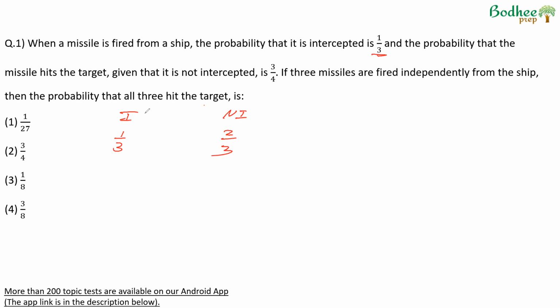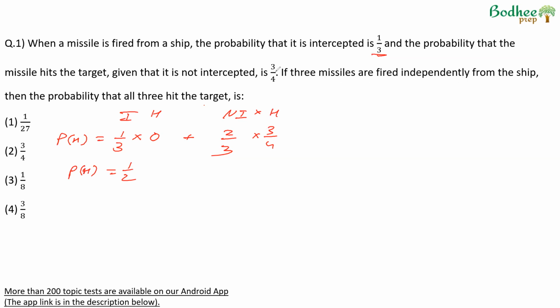Now, if it is intercepted, what is the probability of hitting? If it has been intercepted, it can never hit the target. If it is not intercepted, in that case, the probability of hitting the target is 3 by 4. Therefore, probability of a missile hitting the target will be 1 by 3 into 0. Either this happens or this happens. It is intercepted or not intercepted. Intercepted cannot hit, not intercepted 3 by 4. So the probability becomes 0 plus 1 by 2. So the probability of a missile hitting a target after launch is 1 by 2.